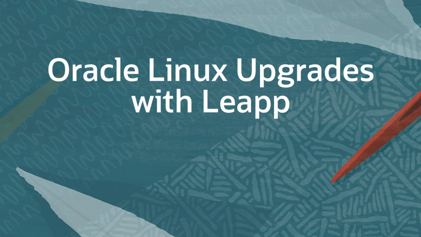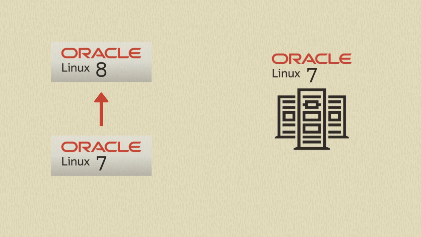Welcome to this video on using Leap to upgrade a system running the current release of Oracle Linux 7 to the current release of Oracle Linux 8. The Leap utility is used to upgrade operating systems only, specifically upgrading from a current version to the next higher version. Each version of Oracle Linux has its own Leap utility package to be installed.